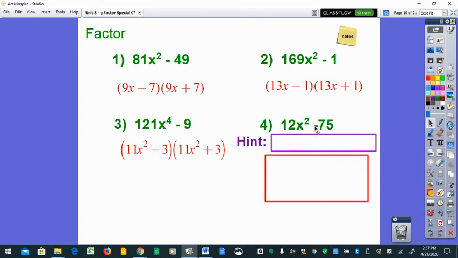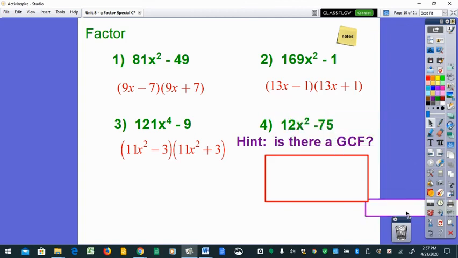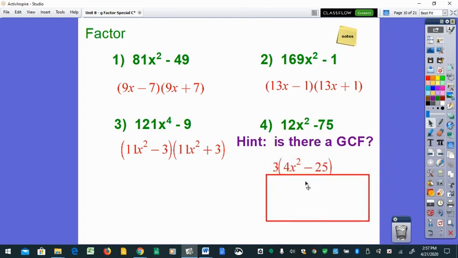Now, this one, like I said before, looks like a difference of two squares, but these aren't perfect squares. So look for the GCF first. And both of these, 2 plus 1 is 3, 7 plus 5 is 12. They're both divisible by 3. And when I factor out that GCF of a 3, look, I'm left with a difference of two squares.